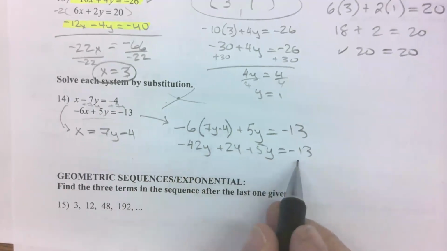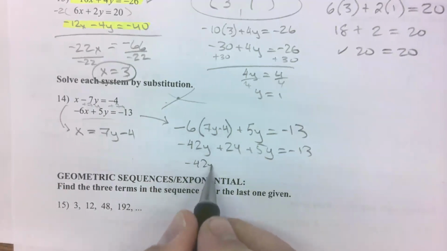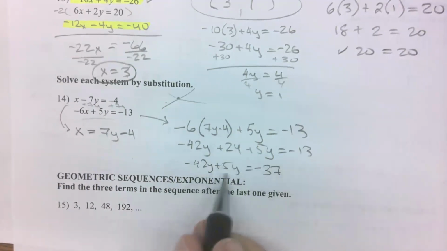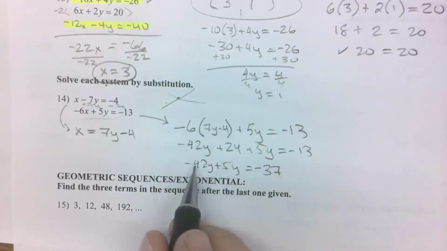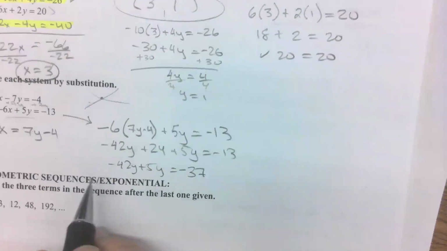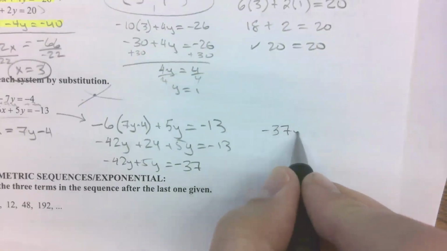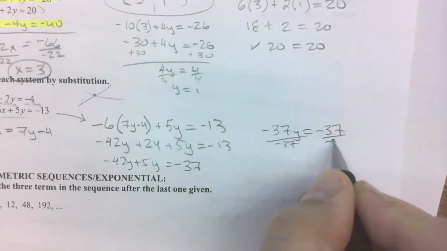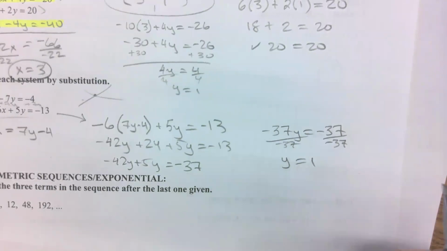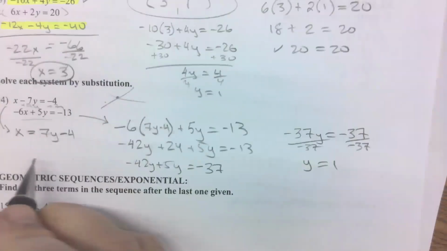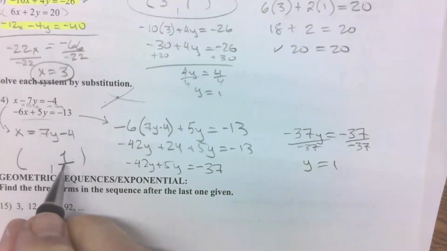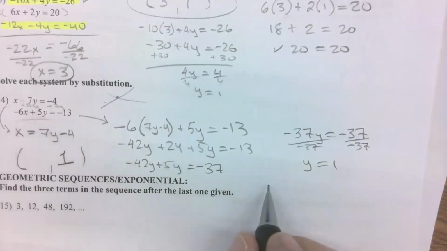I'll subtract the 24 from both sides, and I get negative 42y plus 5y equals negative 37. These are both on the same side of the equation, so I'm not going to do the opposite and say plus 42. Instead, I'm just going to combine like terms. That's going to give me negative 37y is equal to negative 37, divided by negative 37. And I get y is equal to 1. And again, that's only half the solution. I know that I'm looking for a coordinate pair. I know that my y is 1. So I need to plug that back in and find out what my x is.